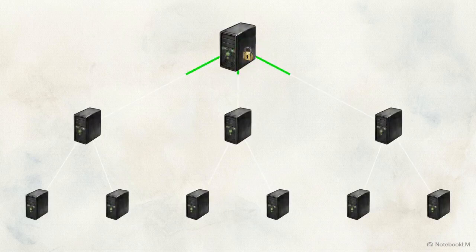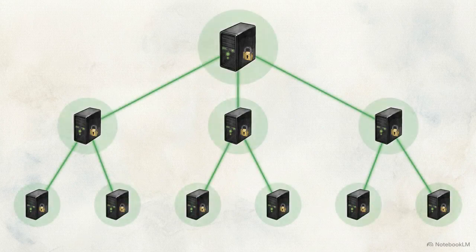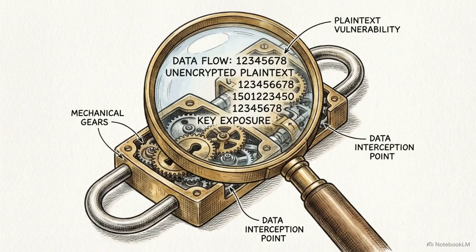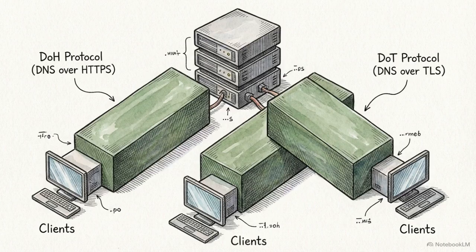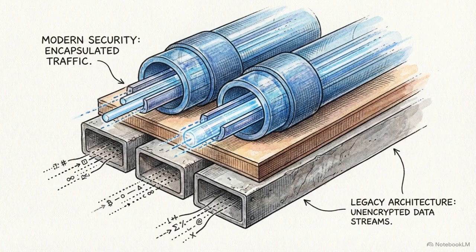DNS security extensions, or DNSSEC, mitigate this by digitally signing records, creating a hierarchical chain of trust that allows resolvers to validate data integrity. While DNSSEC ensures data authenticity, it does not encrypt the queries. Protocols like DNS over HTTPS and DNS over TLS encrypt the transport layer to provide query privacy. Because the original standards prioritized speed over security, modern networks must layer these verification protocols over the legacy plaintext architecture.